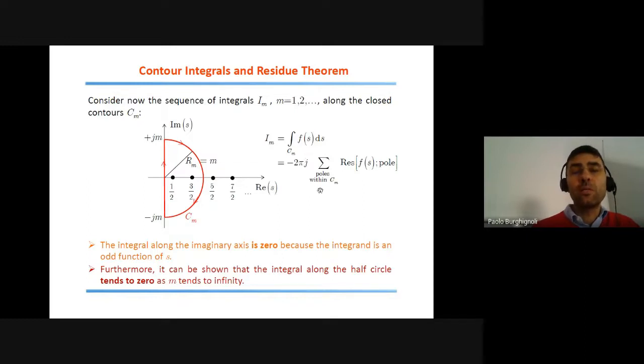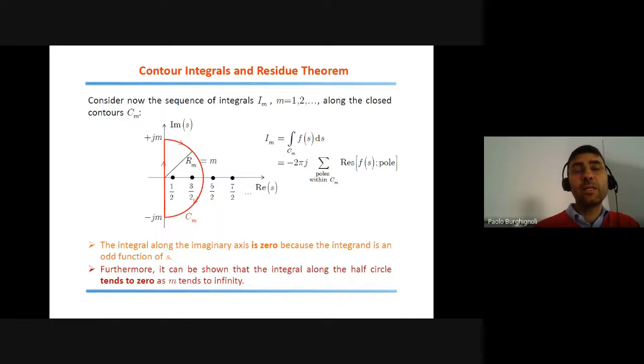Now, the integral along the imaginary axis, the vertical portion of this contour, is exactly 0 because the integrand is odd as a function of s. So this gives no contribution. Furthermore, one could show that by increasing the index m to infinity, the half circle would become an infinite half circle, and the integral along this contour can be shown to be infinitesimal. So we can neglect the contribution of this integral when we let the radius of the circle go to infinity. So all in all, the entire integral is equal to 0.